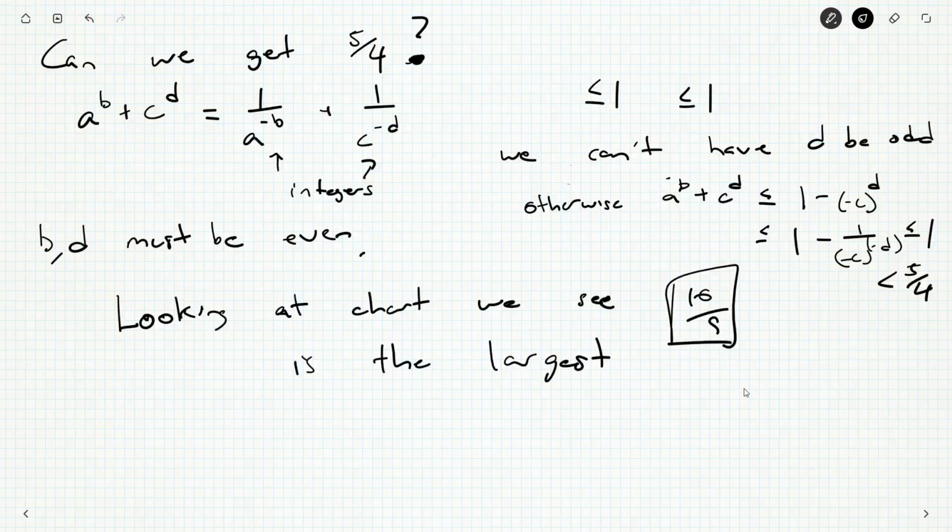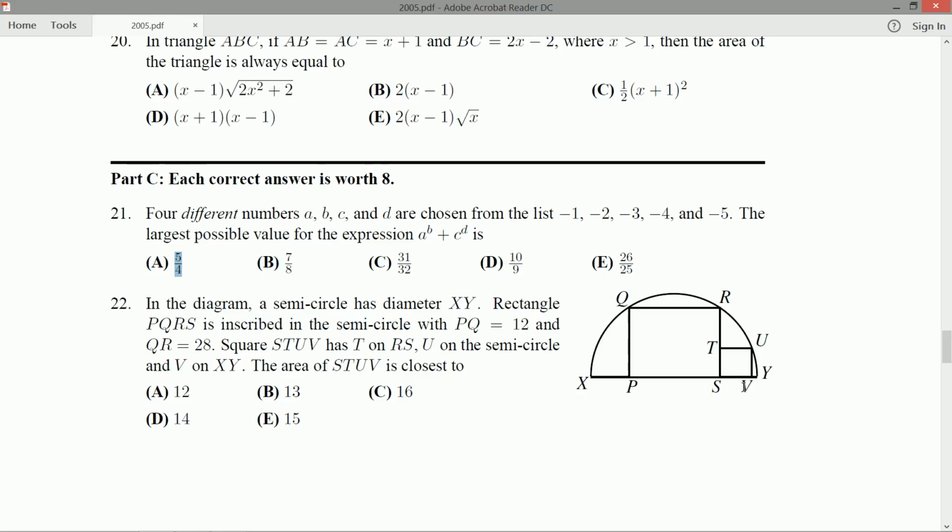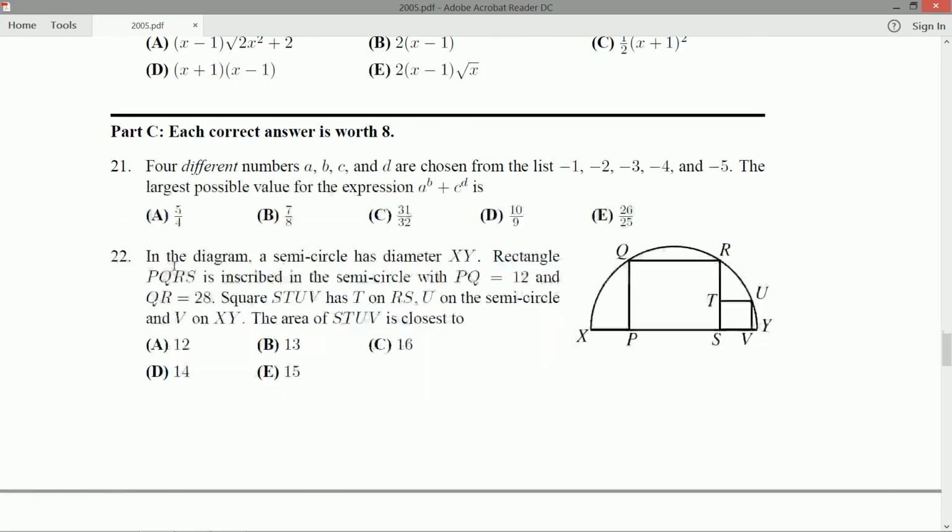So 10 over 9 is really the best that we can do. And we've double checked it. So really all we did was go around a little bit of a circle here. But 5 over 4 can't be done. So we get D. And that does it for question 21. If you got the 10 over 9 and you were confident in that, you've probably moved on to question 22 by now. But it's important to say, could it be A? No, it can't.